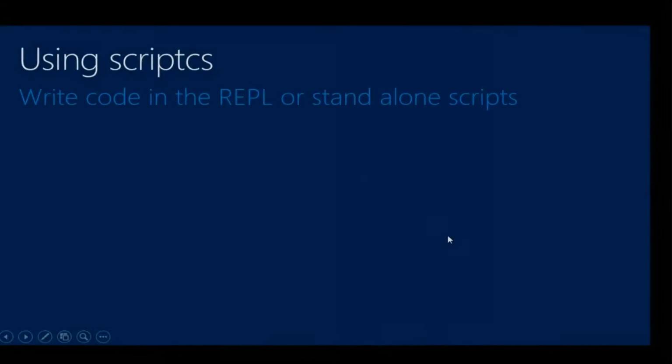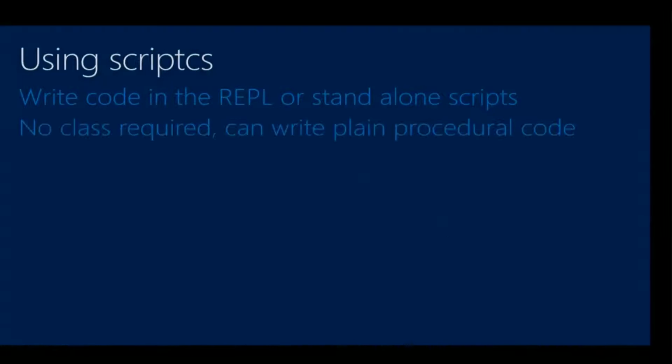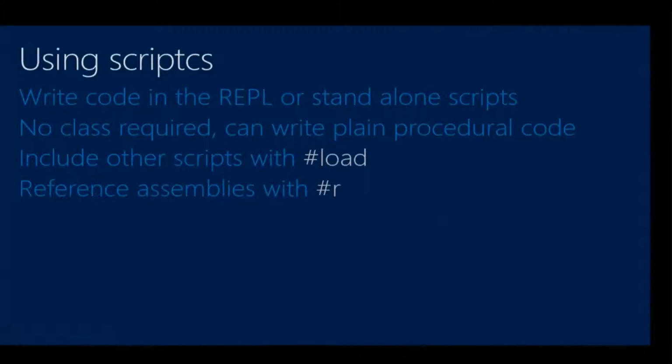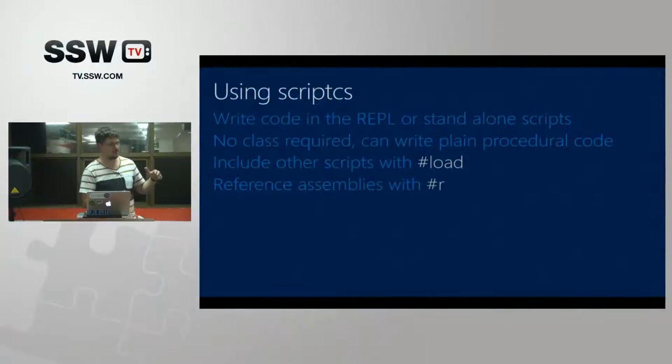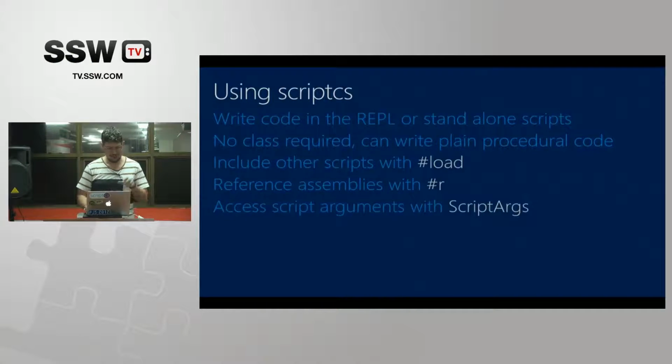All right. So what did we learn? You can write code in the REPL or standalone. You don't need a class. You can write procedural code. You can include other scripts with #load. You can reference assemblies with #r. By the way, you don't only have the ability to reference GAC assemblies. You can reference other assemblies. You can drop an assembly in and use #r and just give the name. But you won't have to, you'll see shortly. And you can access script arguments with ScriptArgs.